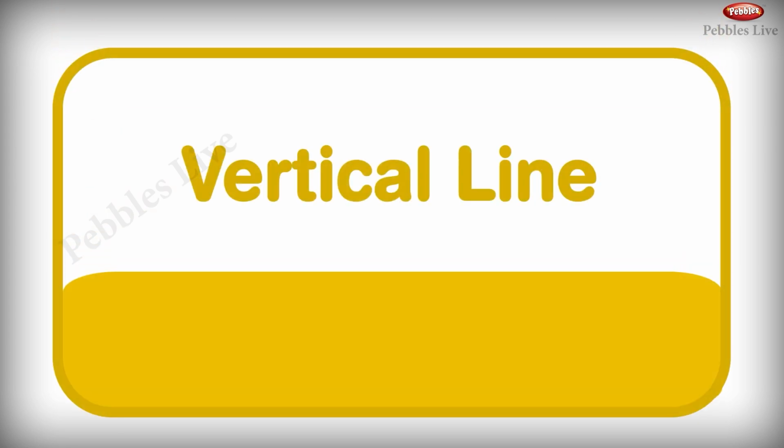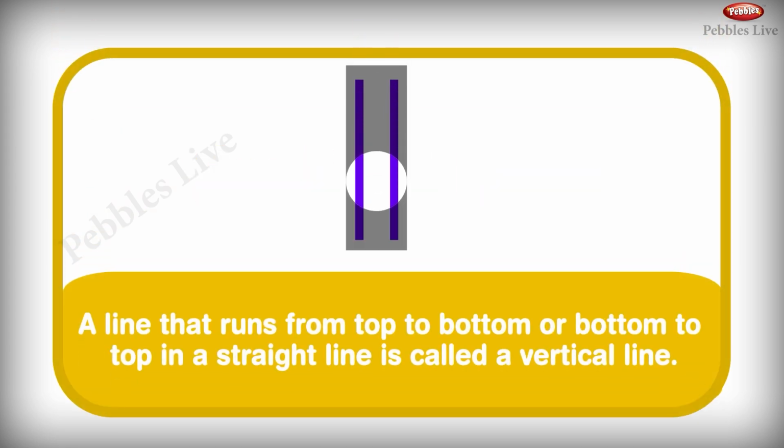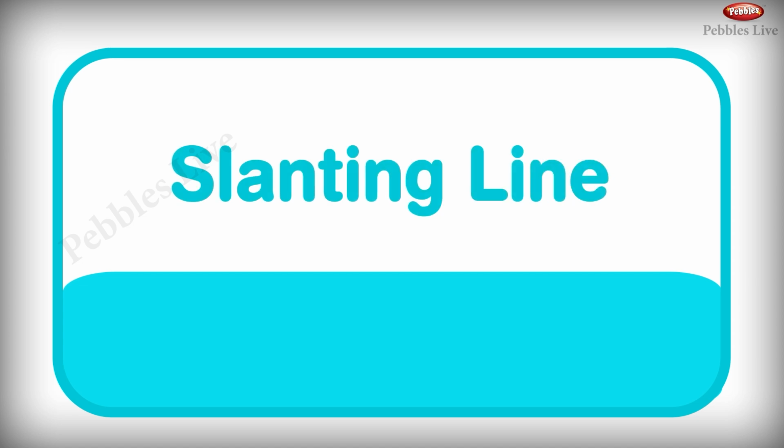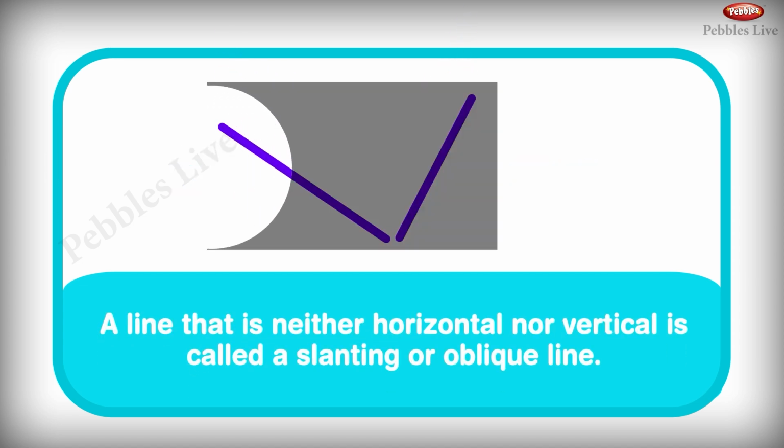Vertical line. A line that runs from top to bottom or bottom to top in a straight line is called a vertical line. Slanting line. A line that is neither horizontal nor vertical is called a slanting line.